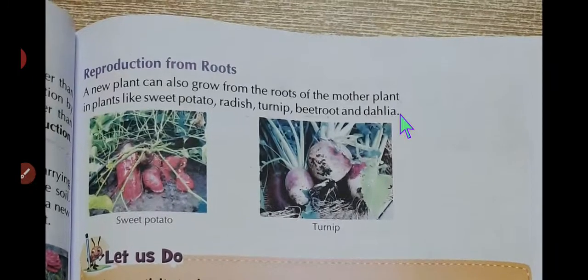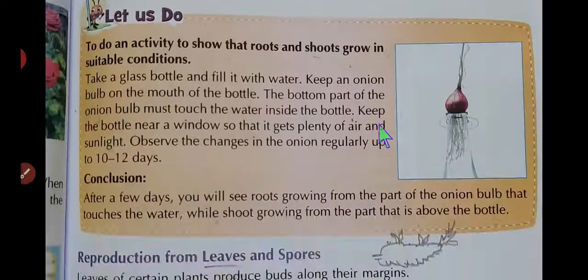Reproduction from roots. A new plant can also grow from the roots of the mother plant, in plants like sweet potato, radish, turnip, beetroot, and dahlia.